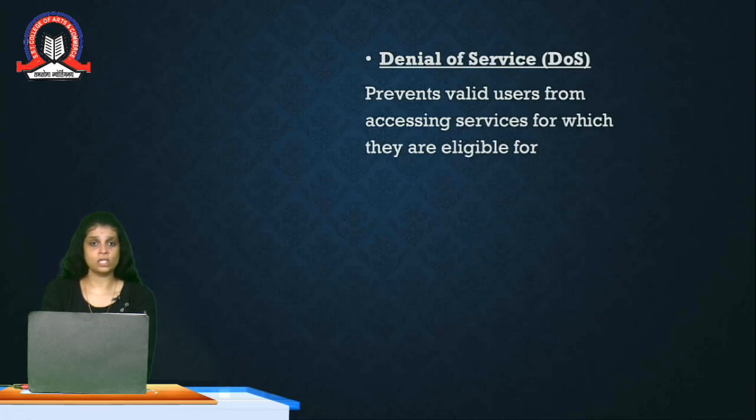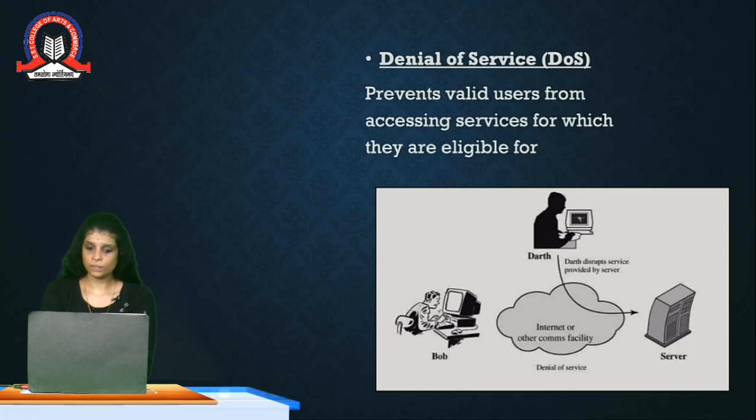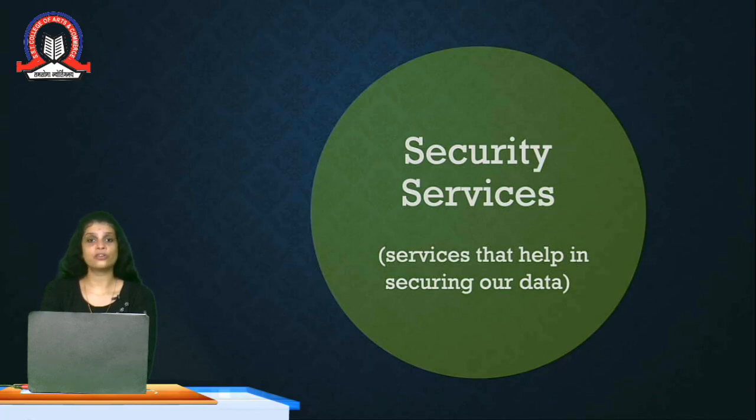I am an authorized user of Flipkart, but I am not able to access the account because a third party or an attacker is continuously hitting the server. Here Bob wants to access the server, but Dart is continuously sending requests to the server so that Bob will not be able to access the resources of the server. So these were all the security attacks mentioned in the OSI architecture.